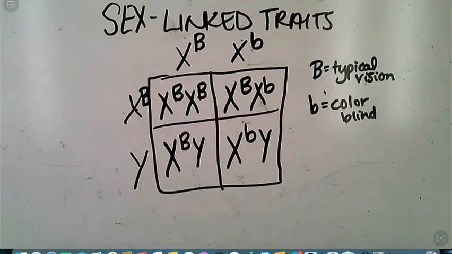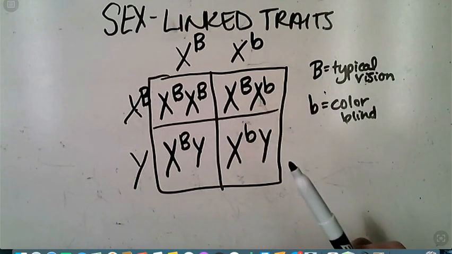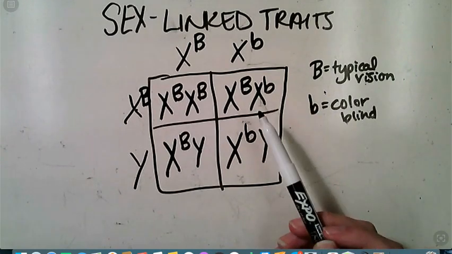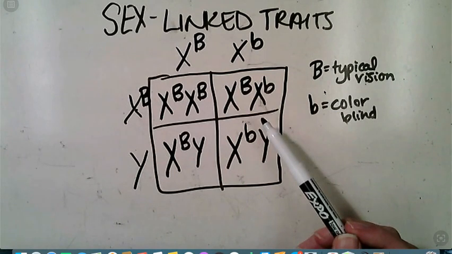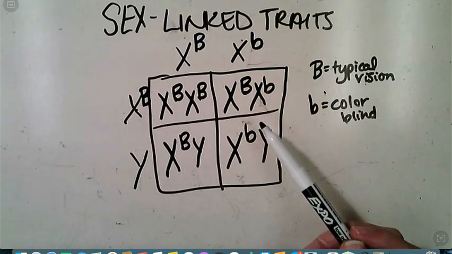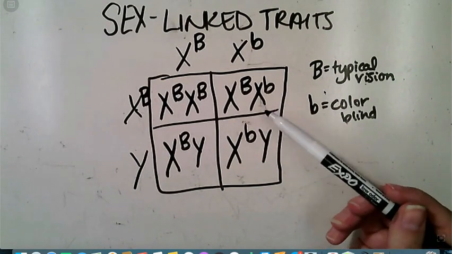Okay, so now you can see why the boys tend to have sex-linked traits more than girls. And that's because it's just a probability thing. The probability that you're going to have both parents with the color blindness trait is a little bit low in the general population. Typically, once again, we see males with it more than females.